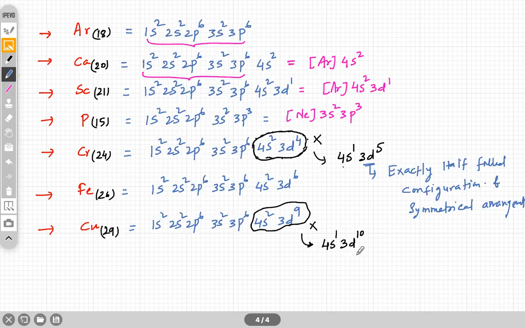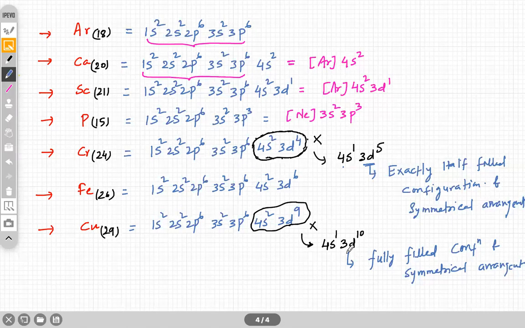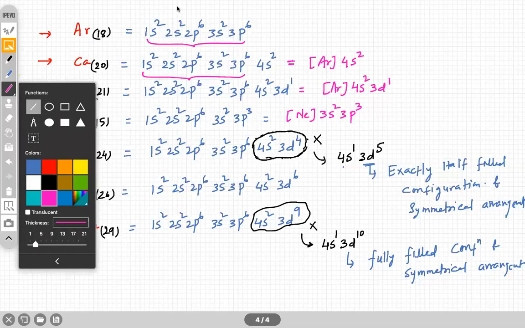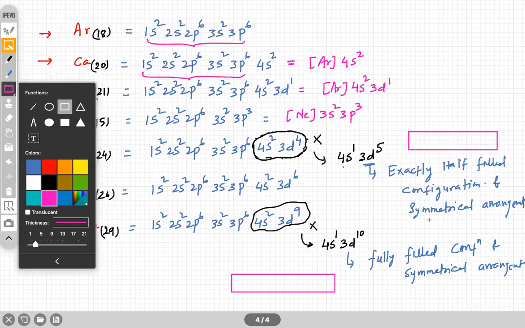Here what happens, you see. This one is exactly or fully filled configuration. Fully filled configuration, and again, symmetrical arrangement. Symmetrical arrangement means symmetrical arrangement of electrons in the orbitals. Like if you draw the 3d10 configuration, all the orbitals are fully occupied, completely filled. 3d5 configuration is this.